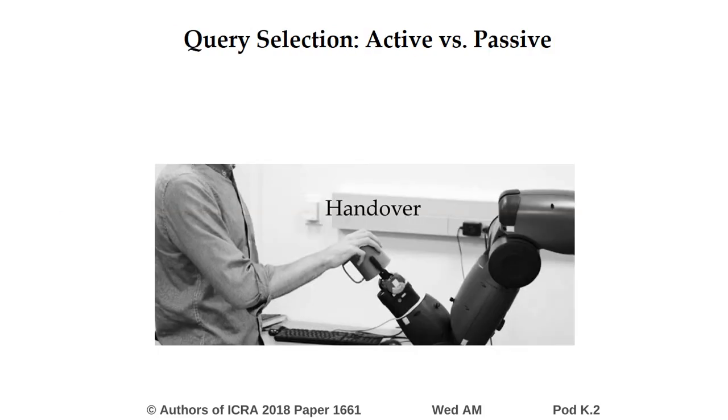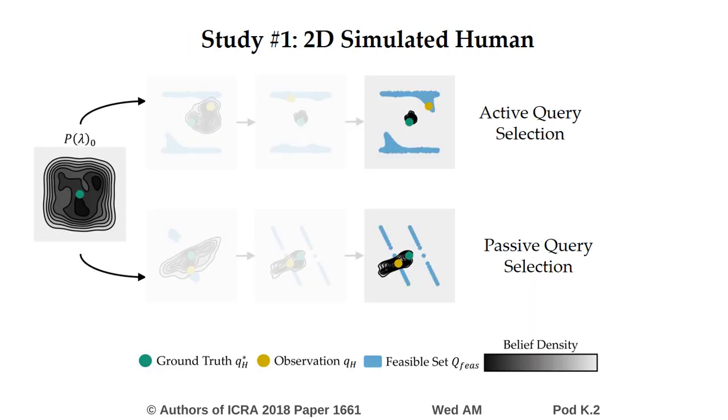In this work, we compare the speed and accuracy with which we can learn human ergonomic models using two different query selection strategies. First, an active strategy, which selects the query with the largest expected information gain, and second, a passive strategy, which minimizes the expected human ergonomic cost in the current handover, given the ergonomic model we have currently. We compared these two strategies using 3 studies, and I'll show just a few selected results from those here.